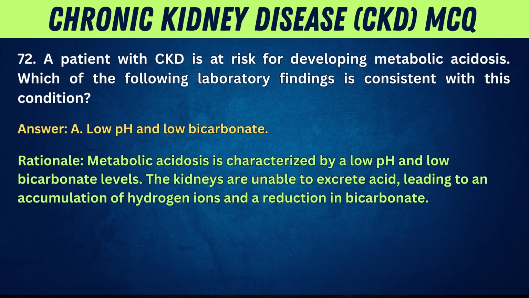Rationale: metabolic acidosis is characterized by a low pH and low bicarbonate levels. The kidneys are unable to excrete acid, leading to an accumulation of hydrogen ions and a reduction in bicarbonate.